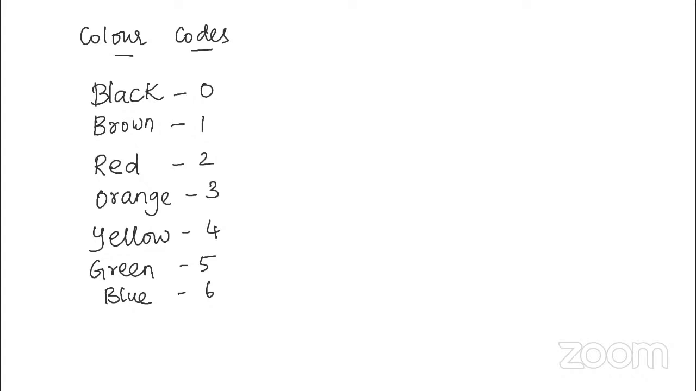And violet, it is 7. Gray, it is 8. And white, it is 9. Okay, so here 9 colors, we give numbering from 0 to 9.